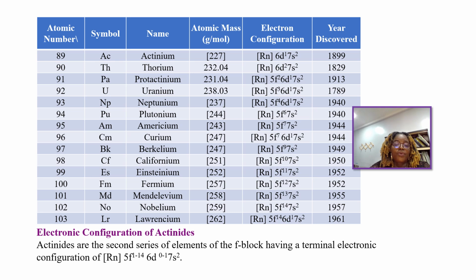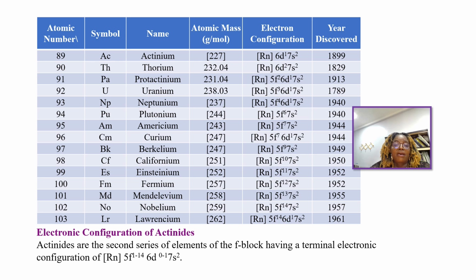The electronic configuration of the actinide series. Actinides are the second series of elements of the F block, having a terminal electronic configuration of radon 5f1 to 14, 6d0 to 1, and 7s2. The energy of the 5f and 6d electrons are close to each other, and so electrons enter into the 5f orbitals. This group of elements have atomic number 89 to 103.